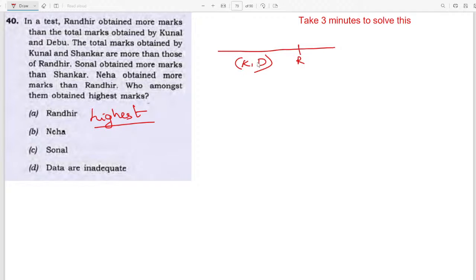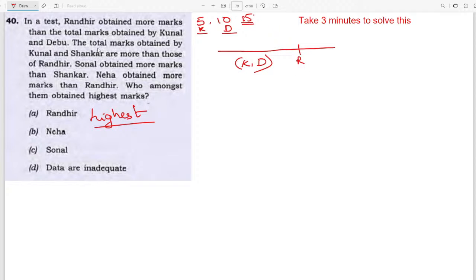I don't know relatively who is higher, Kunal or Debu. But at least I know that Randir is greater than Kunal and Debu, because Randir has more marks than the total marks of Kunal and Debu. So let's take, for example, Kunal has 5 marks and Debu has 10 marks. So Randir has scored more than 15. So clearly Randir is greater than K and greater than D. So this is how I would represent it. I have represented K and D here because I don't know whether K is greater than D or D is greater than K. So I've just left it here.